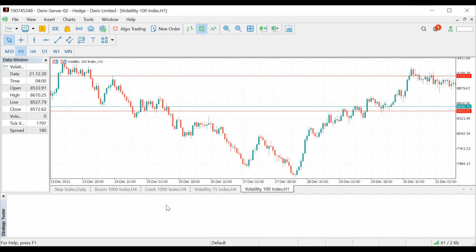Okay, you can see this one. This one is not a perfect one, but I hope you can see it. You're looking at a scenario whereby the body is small. It looks like a cross, but lacking the upper wick.